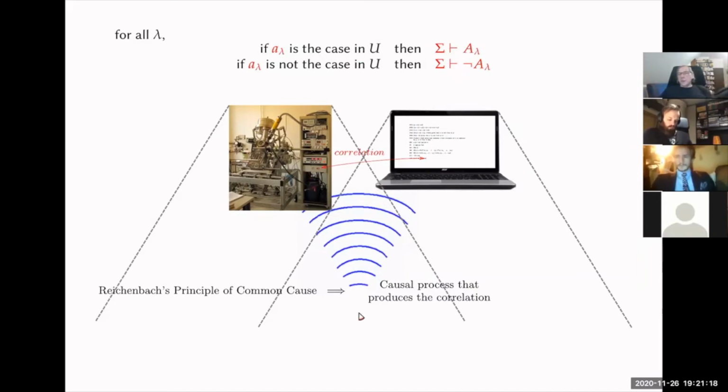So, briefly, there must exist an underlying background causal process in physical reality that, more precisely, produces this correlation, is responsible for this correlation coming about. Okay.